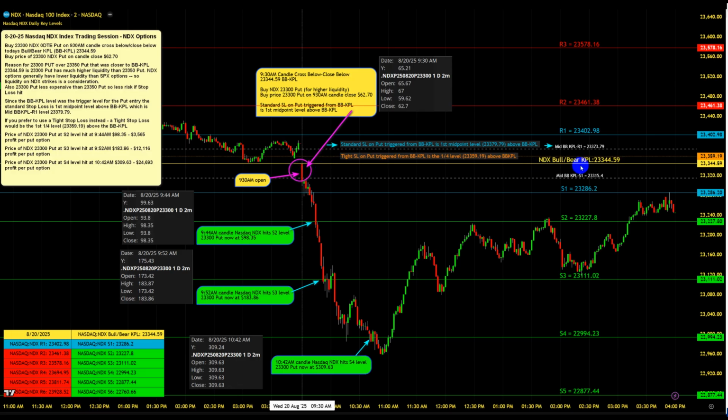The trigger level is the bull bear key price level. So then we would look at a put option that is closest to the bull bear key price level. In this case, that would be the 23,350 put.